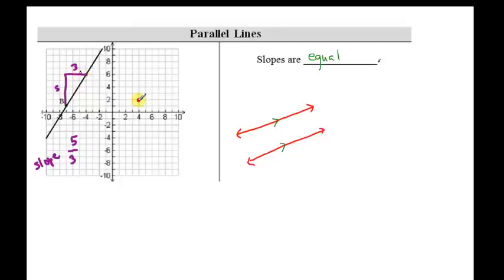So from that point, I'm going to rise 5. 1, 2, 3, 4, 5. Right there. And then I'm going to run 3, 1, 2, 3 to here. And what that does for me is gives me a second point that I can draw my line through. I'm going to get a ruler for this one, or straight edge. So here's my line through those 2 points.